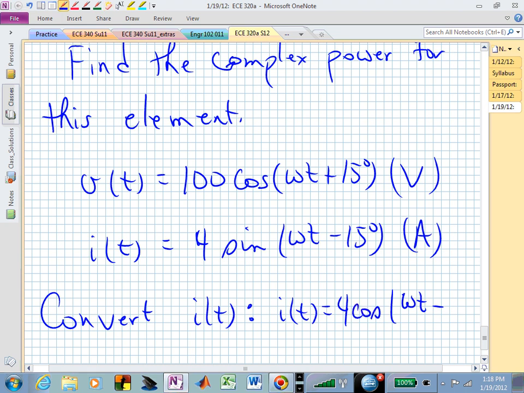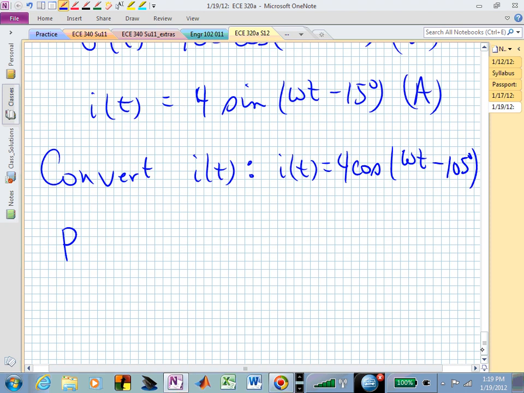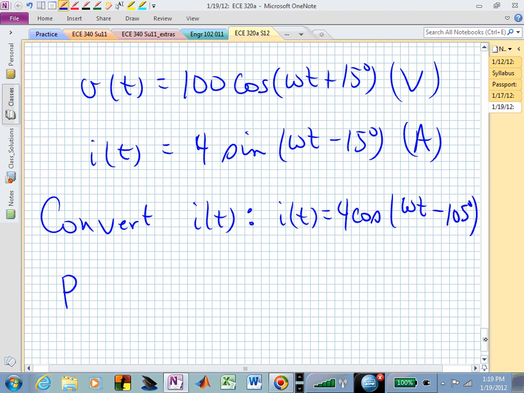Well, there's a cosine. Minus 15 minus 90. This is now minus 105 degrees. If that's the case, what is the power P? The real power. Using our formulas that we had last time. We haven't really talked about those in this lecture, but what do you remember the power formula was if you're given a time domain current formula and a time domain voltage expression?